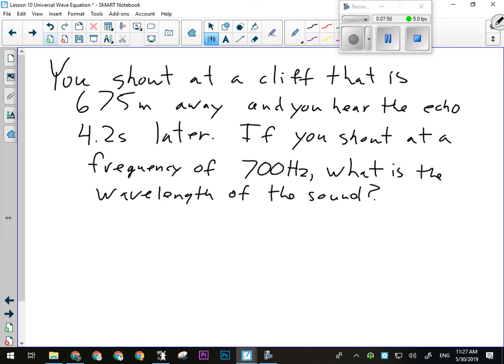So this would be an echo context question. I tell you, you shout at a cliff. I tell you how far away the cliff is. I tell you how long it takes for you to hear the echo, and then I tell you the frequency and ask you to calculate the wavelength. If I have frequency and I'm looking for a wavelength, what else do I need? I need V. Can I calculate V if I have distance and time? Yes. What's wrong with the situation? What is a likely mistake I might make?